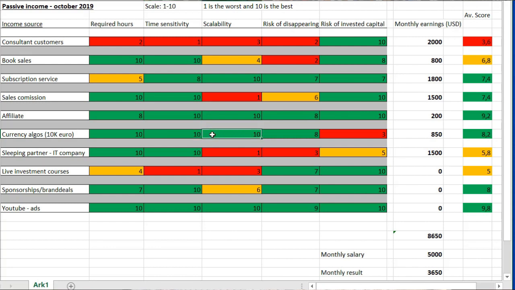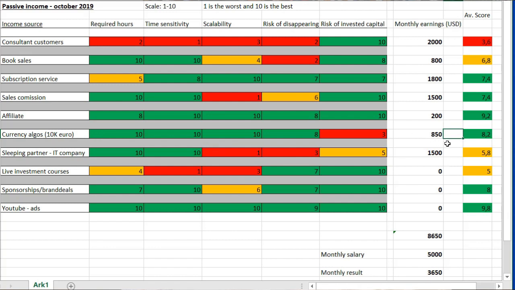Scalability, I can put all the money in that I want to. Risk of disappearing, not really, not as long as there is a currency market and my friend is having his algos running. And risk of invested capital, that is the bad thing about it, because this is a risky investment. But it did make me, let me see, this is in dollars, so it made me 7.5% or something like that. Or it is going to be here in October. It is closing up here one of the days, so it seems like I'm going to make around $850 on my currency algos.